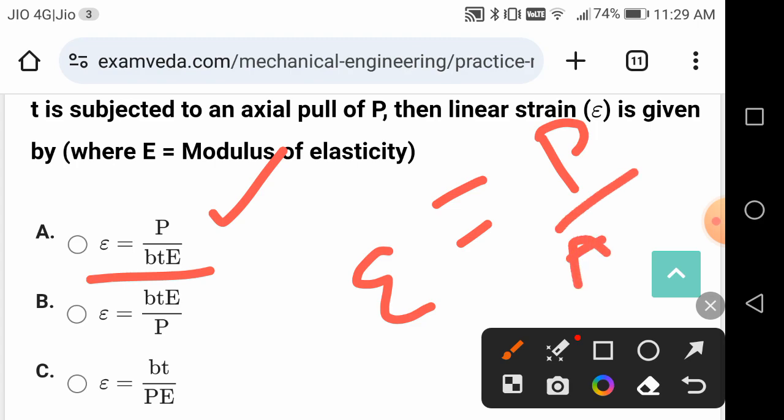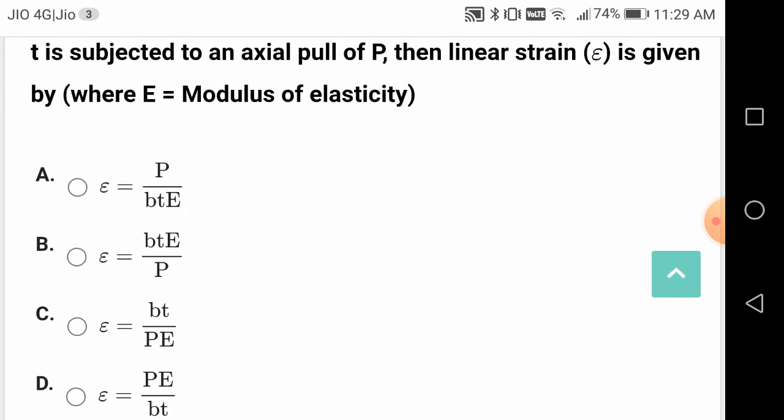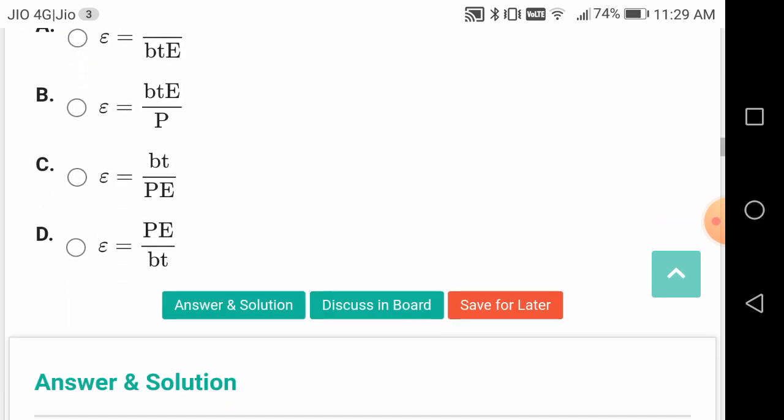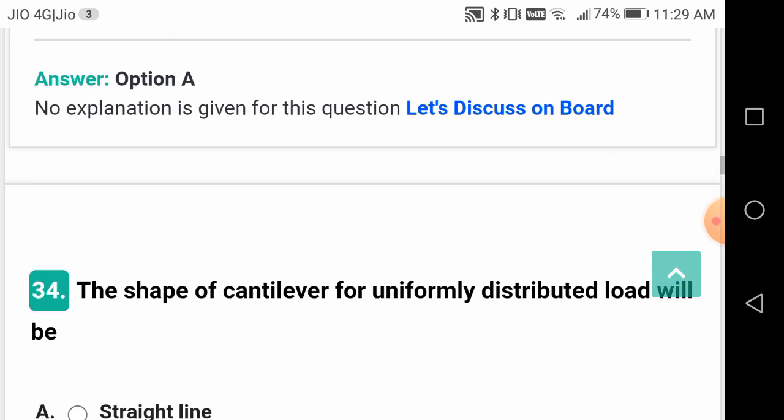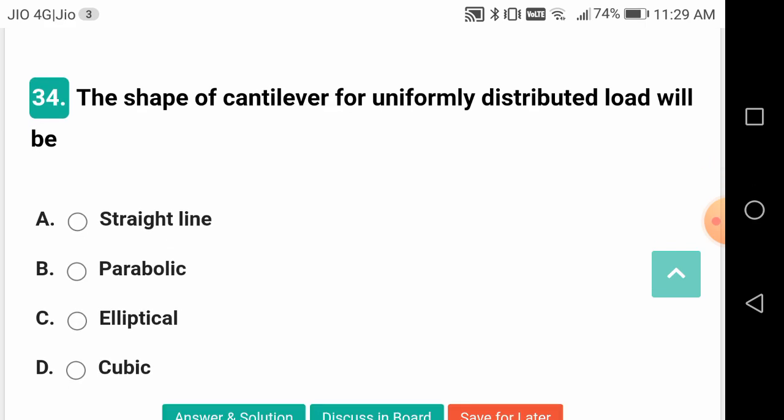Stress is load by area by Young's modulus. Area is equal to BT, we know that. Strain is equal to load by BT, where BT is the area of cross section, into E, the Young's modulus. P by BTE, where P is the load. P by A, load per unit area, is called the stress. Stress by Young's modulus is equal to strain, because stress by strain is equal to Young's modulus.